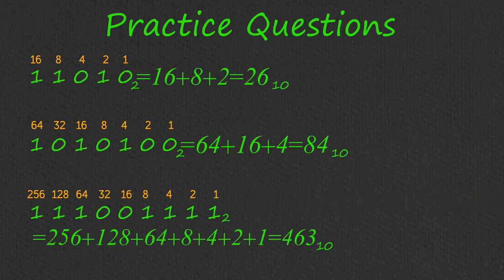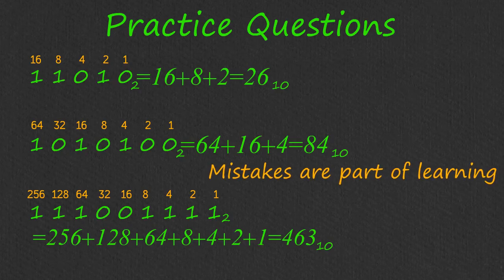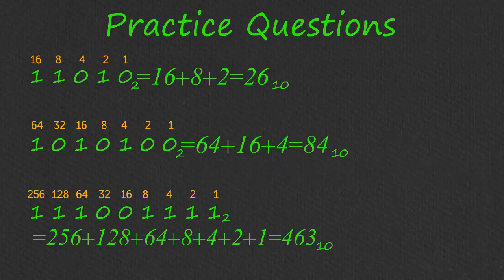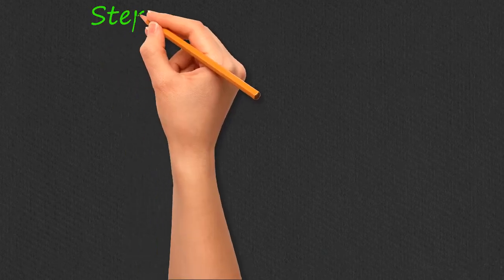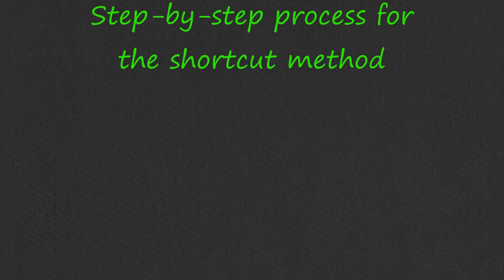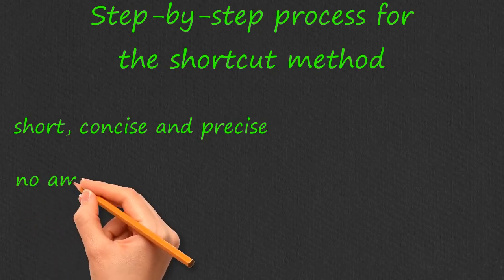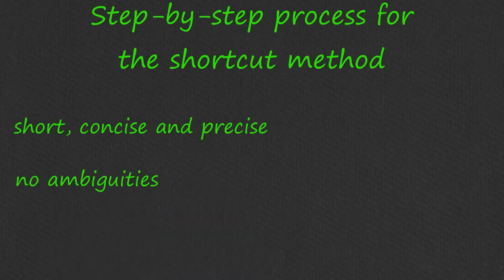If you know where you are likely to go wrong, you can start paying attention to those steps and correct them. Remember, every one of us had to learn these things, and we also made mistakes. It is all a natural part of learning. In the next part of this video, I would like you to use your own words and write down a step-by-step process for converting binary numbers to decimal numbers. Try to be short, concise, but precise at the same time, so there are no ambiguities and someone who didn't watch these videos would still be able to follow your instructions and get the correct answer for the conversion.